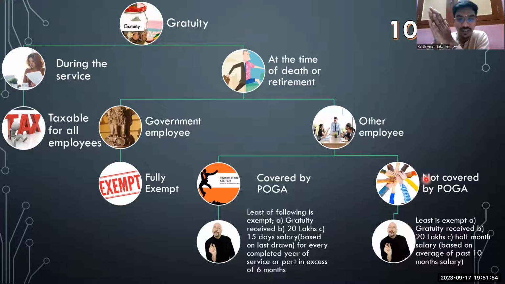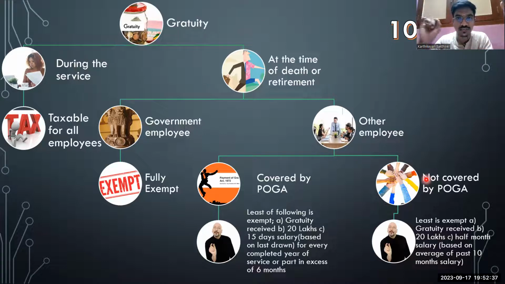Let me repeat it again. If the employee is a government employee, the entire amount of gratuity received by him at the time of his death or retirement is exempt from tax. However, if he is not a government employee, the taxability is determined based on whether he is covered by the Payment of Gratuity Act or not. If covered, the least of the following amounts will be exempt. First is gratuity received. So basically the exemption should not exceed the amount of gratuity received. That is the reason this amount will come everywhere in the list: gratuity received.